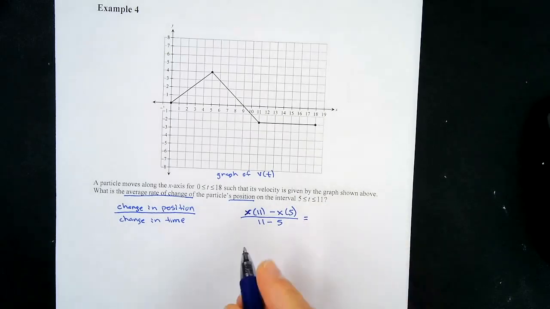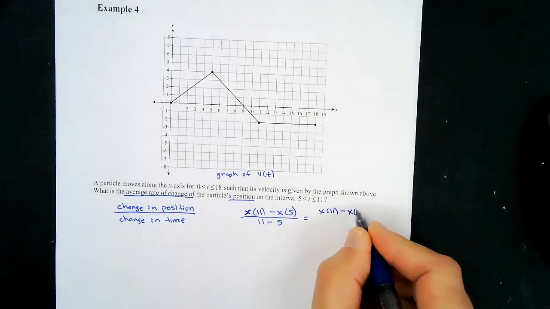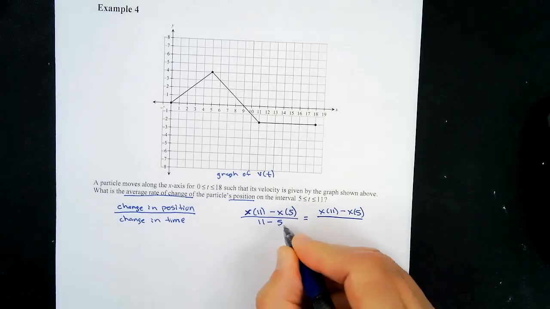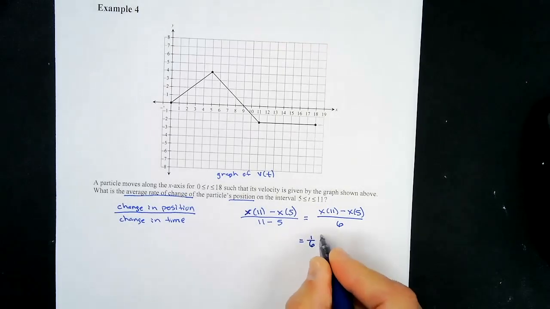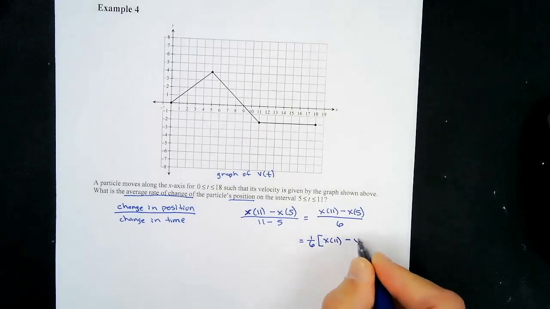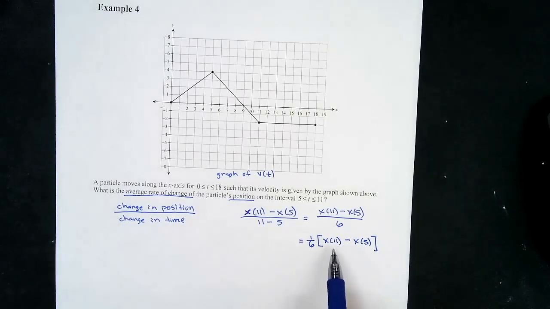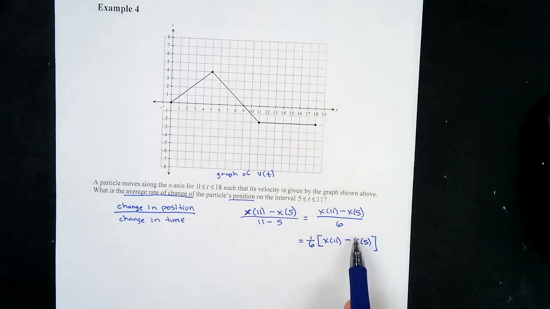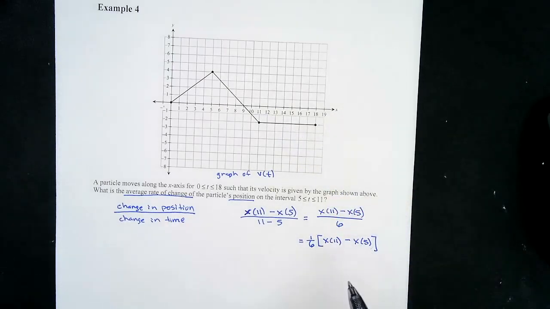Okay, so we could rewrite this. So this is x of 11 minus x of 5 over 11 minus 5, which is 6. That could also be written as 1/6 times x of 11 minus x of 5. So this right here is the change in position, right? So how in the heck can we use this graph of velocity to figure out this change in position?